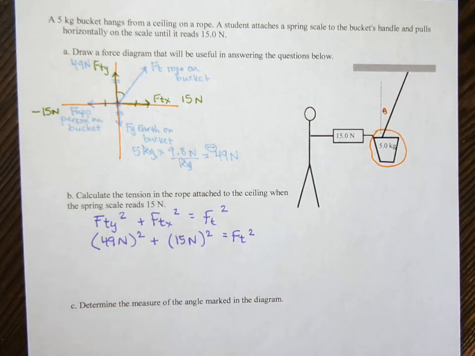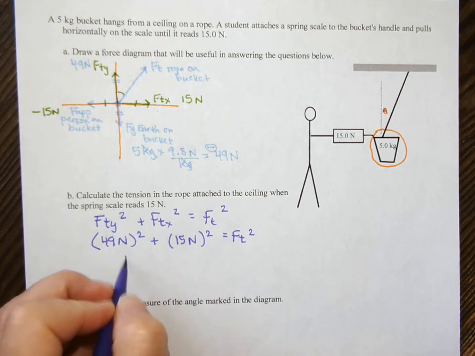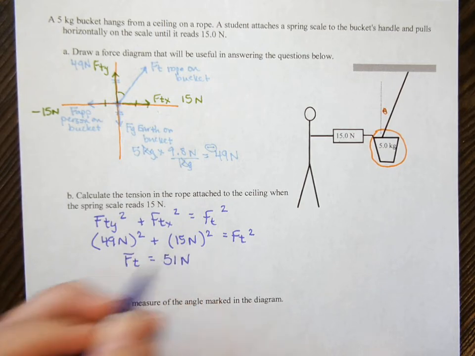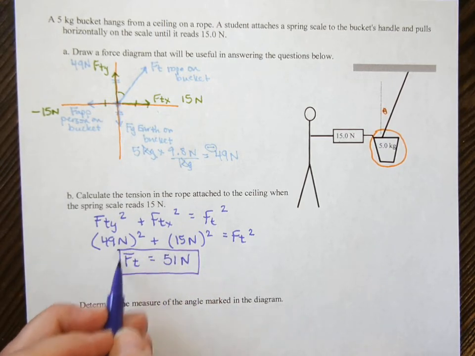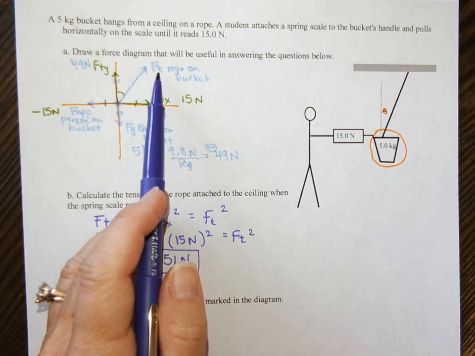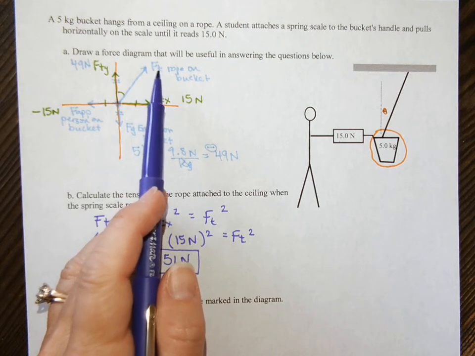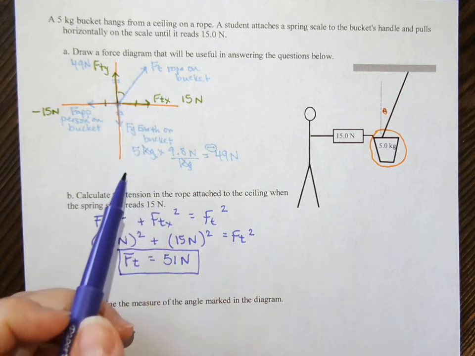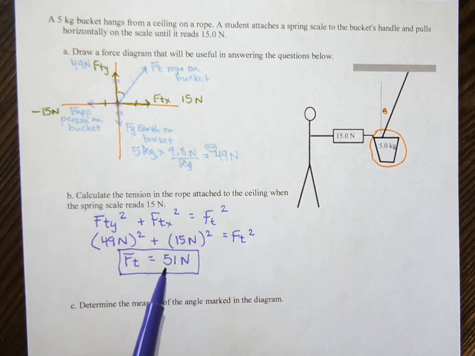I find a lot of times the trickiest part of this is remembering to take the square root of your answer when you're finished. So make sure you do that. You get a value for the tension as 51 newtons, which makes sense for a triangle because the hypotenuse has to be longer than either side. I know FT is the hypotenuse because it's the original force. The original force of tension is larger than the X or the Y component. So that's a sensible answer.